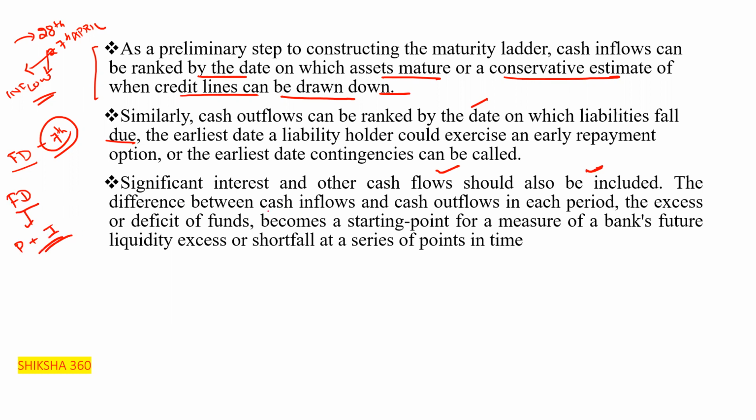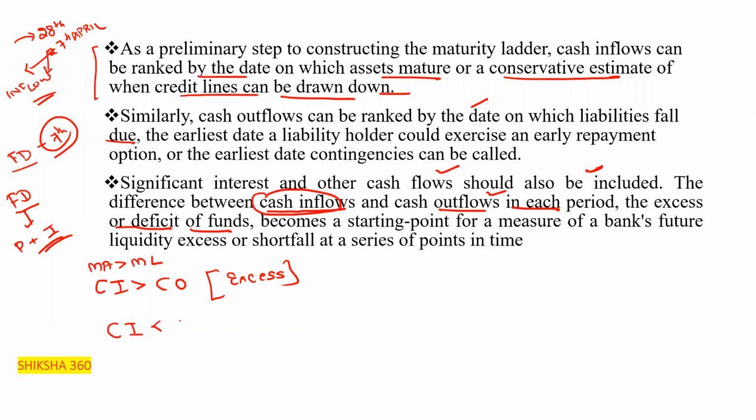The difference between the cash inflows and cash outflows in each period gives the excess or deficit of funds. If cash inflow is more than cash outflow, we have an excess of funds, that is, maturing assets are more than maturing liabilities. On the other hand, if cash inflow is less than cash outflow, maturing assets are less than maturing liabilities, so we have a deficit of funds.